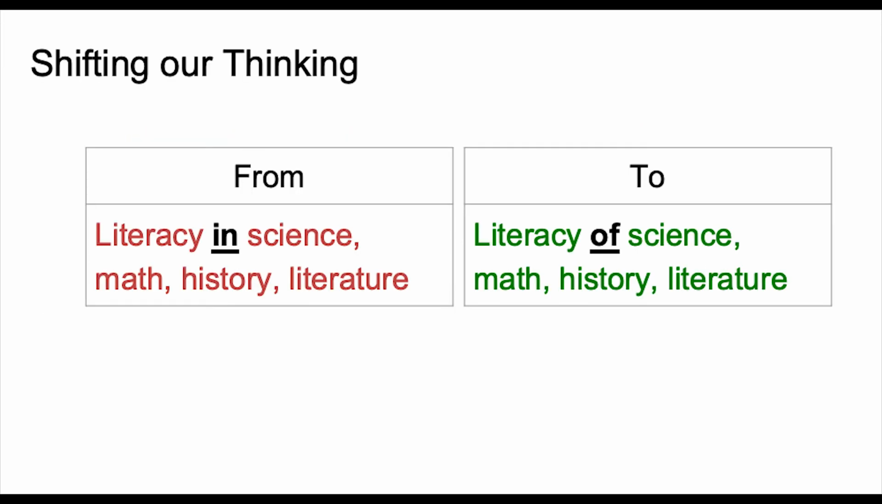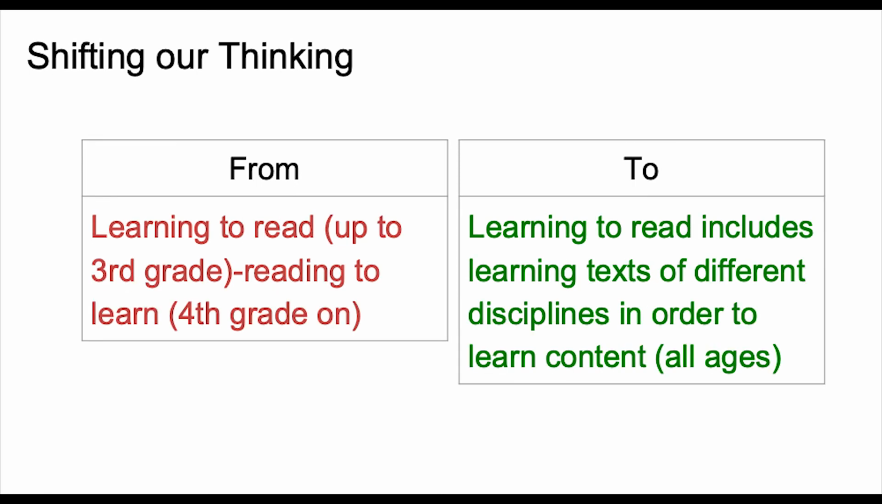Another way to look at that too is, rather than thinking about doing literacy in science, doing literacy in math or history or literature, we want to shift it to think about, what is the literacy of science? What is the literacy of math? And how do we help our kids understand those? We often think about the idea of learning to read up to grade 3, and then after that, reading to learn. But we need to shift that thinking more over to the idea of learning to read is actually going to include the idea of, how do we learn texts of different disciplines so that we can learn all of the content across the curriculums.